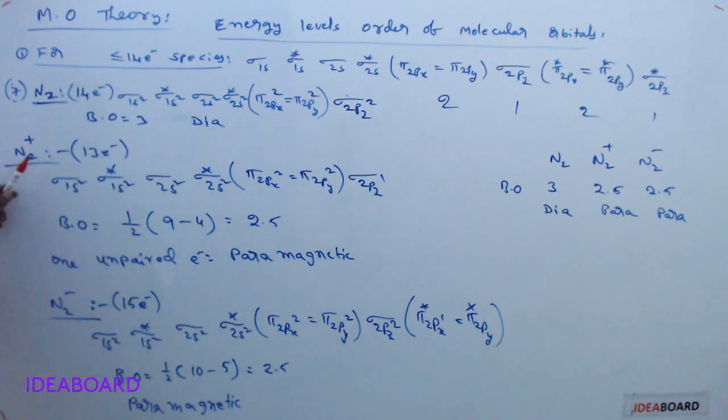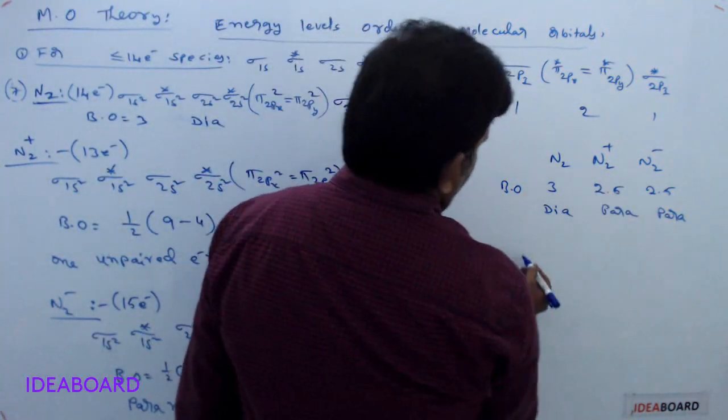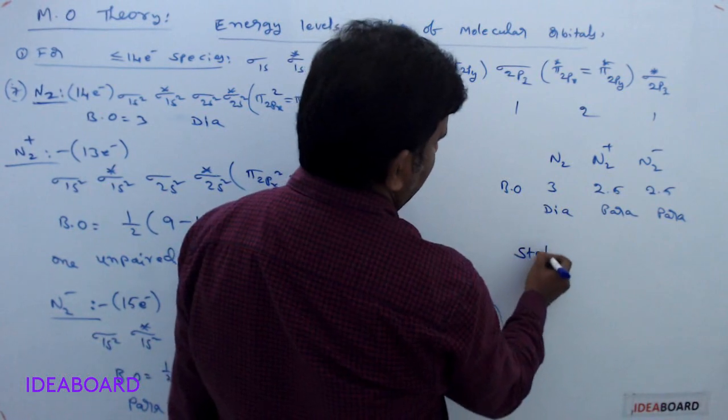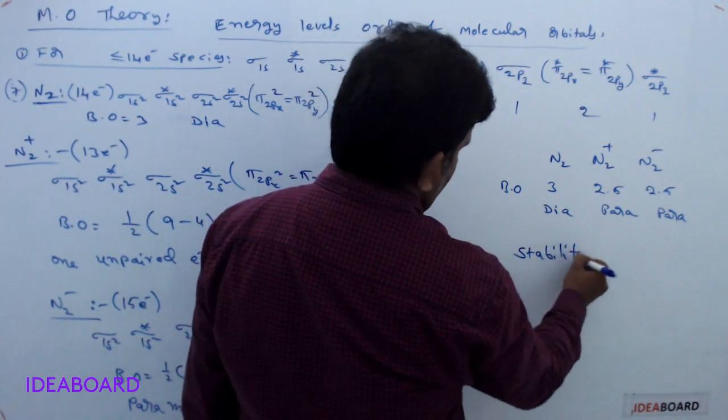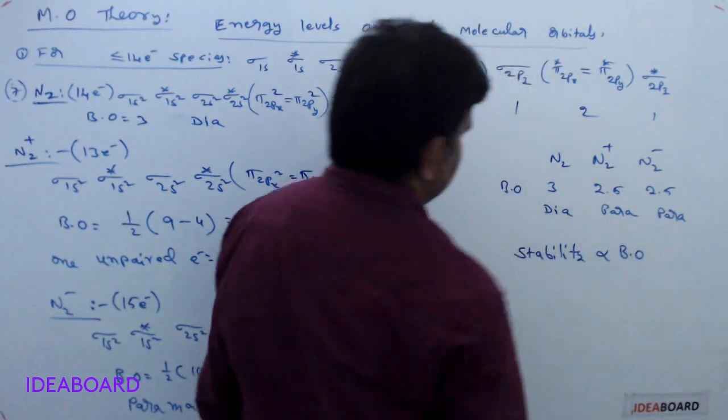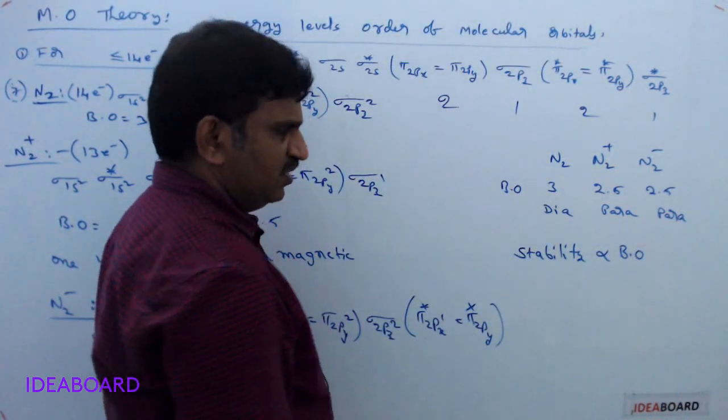N2 plus 2 means 2 electrons removed from N2. N2 minus 2 means 2 electrons added to nitrogen. Okay, and tell me, what is the relation of stability? Stability is directly proportional to bond order. First thing.